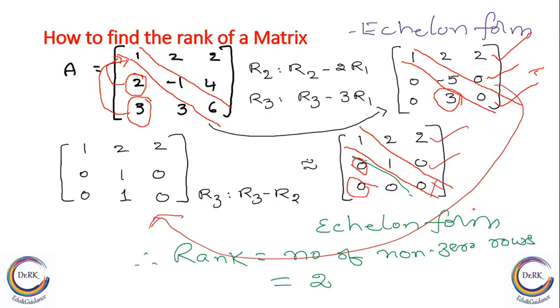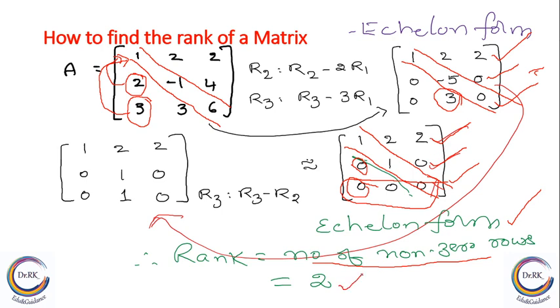So that means we arrived at the echelon form of the matrix. Once we have the echelon form, immediately what we see is that this is a non-zero row, this is a non-zero row, but this is a zero row. Why is this a zero row? All the elements in the row are zeros. Therefore, the rank of the matrix is the number of non-zero rows. The number of non-zero rows is 2.